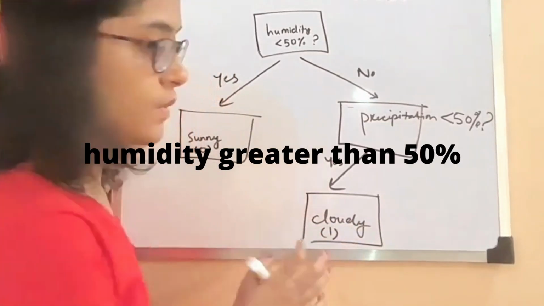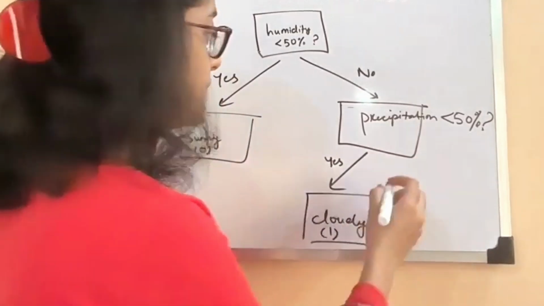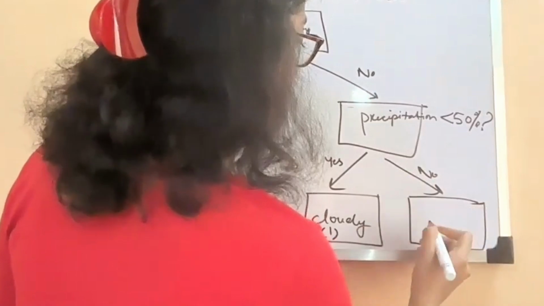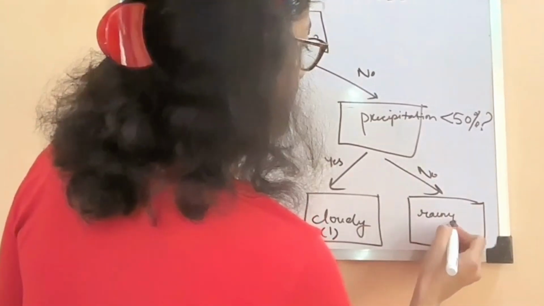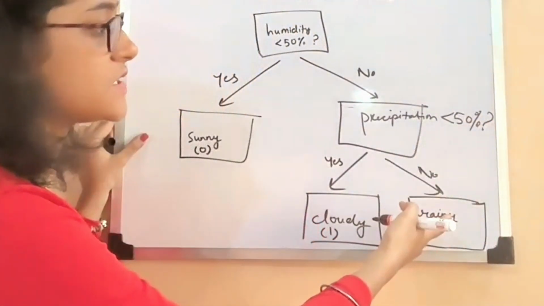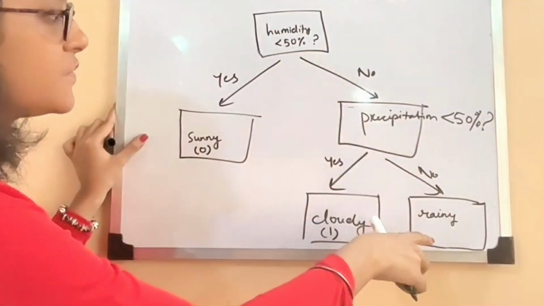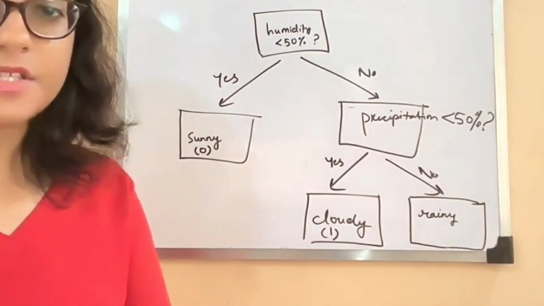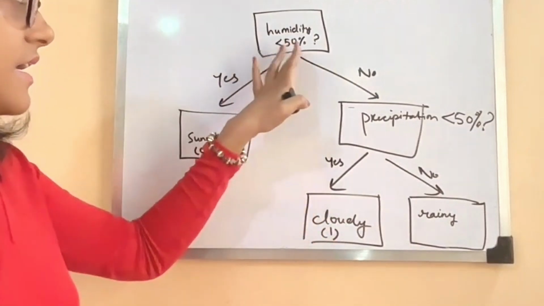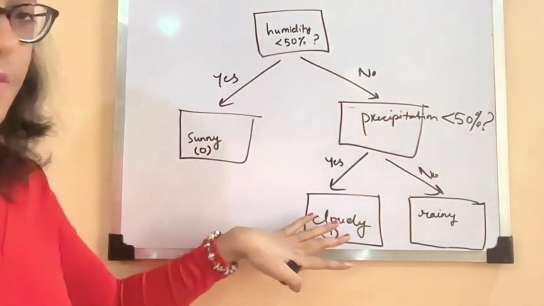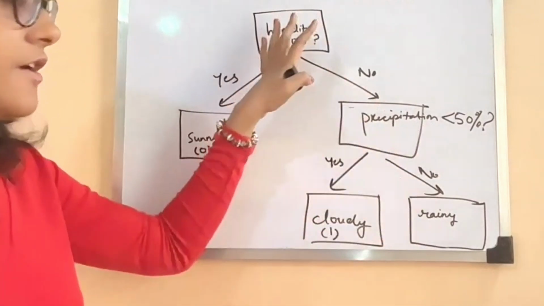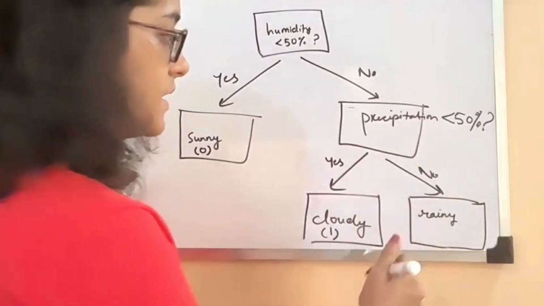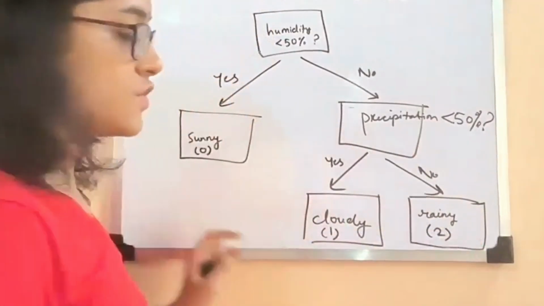Let's say this class is 1. We are denoting the class as 1. And now let's say no, which means it's going to be rainy, which means this is higher than 50% precipitation, greater than 50% humidity. Okay, so one thing I mentioned, cloudy means greater than 50% humidity, less than 50% precipitation. If it's greater than 50% humidity, but greater than 50% precipitation, it means rainy. So we are denoting this class as 2.